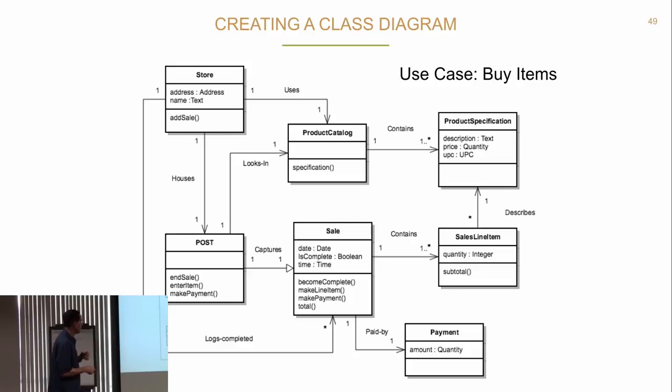What is it that's interesting about this class? It's got methods, but it doesn't have any data. Yeah, nothing there. Same thing with this one, product catalog. It's got a method for specification, but not that. How about this one, product specification? It's only got fields, but no methods.